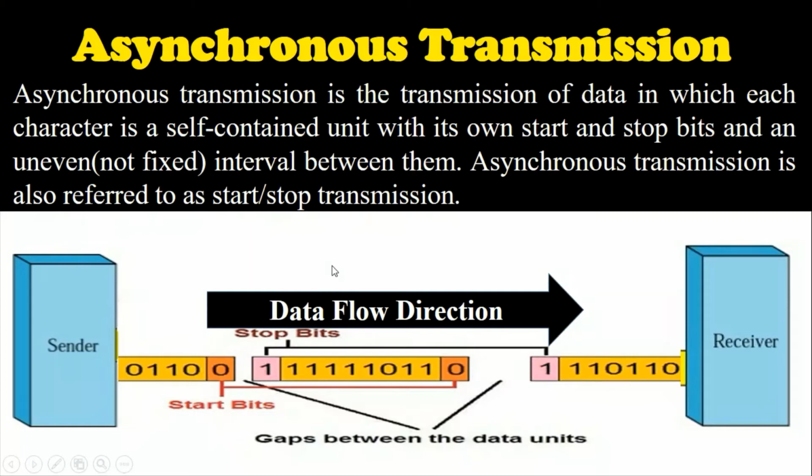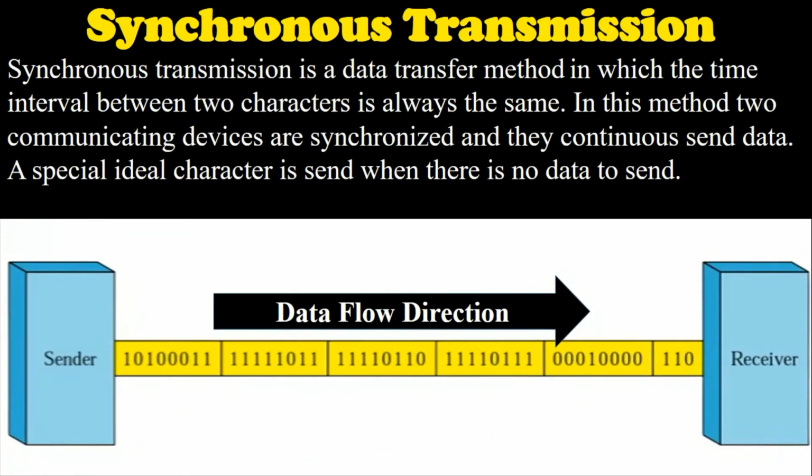Let's move towards the next one, that is called synchronous transmission. Synchronous transmission is a data transfer method in which the time interval between two characters is always the same. As we can see, the time interval is the same, and character by character data is continuously sent towards the receiver, and the data flow direction we can see on the right side towards the receiver. This one is a sender.